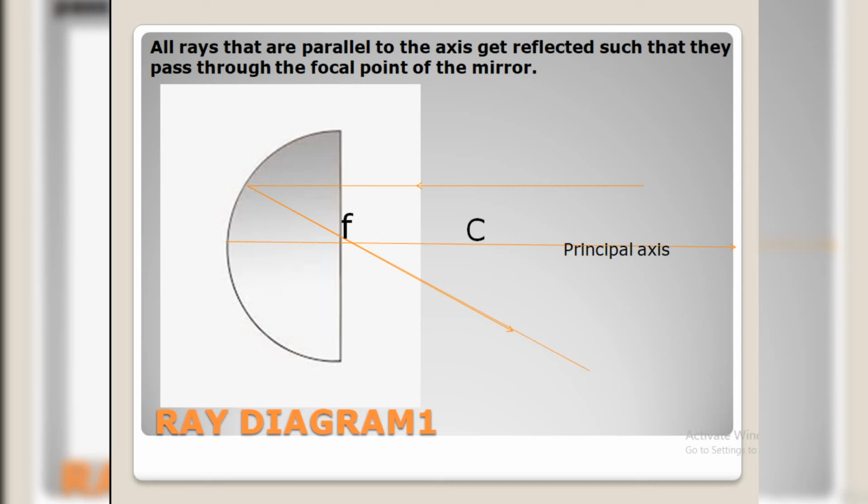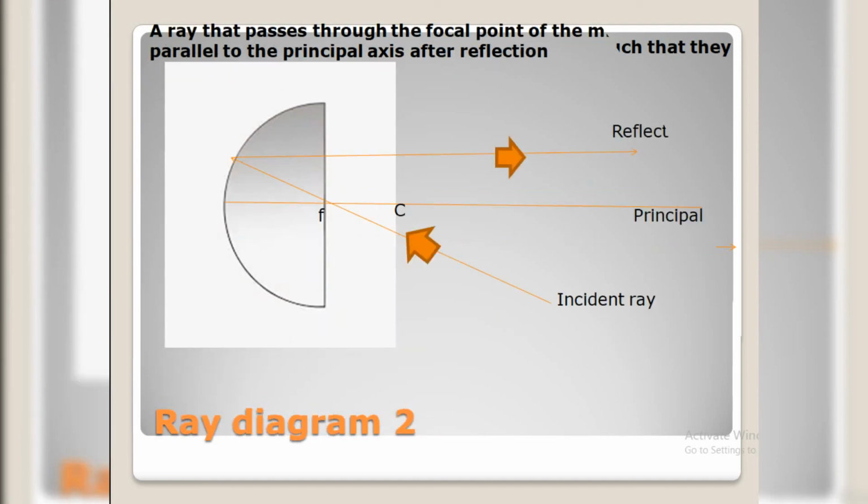And we are going to discuss the second ray diagram. A ray that passes through the focal point of the mirror will travel parallel to the principal axis. It's the reverse of the first ray diagram. You see here, the incident ray which is passing through the focal point will be reflected parallel to the principal axis. This is the second ray diagram, sir. What is the second ray diagram? The incident ray, when it touches the mirror, is reflected back parallel to the principal axis.